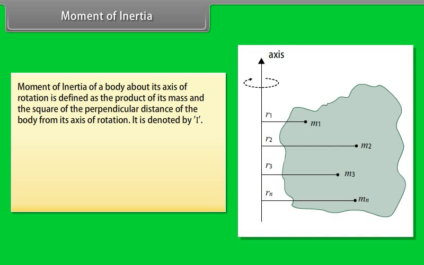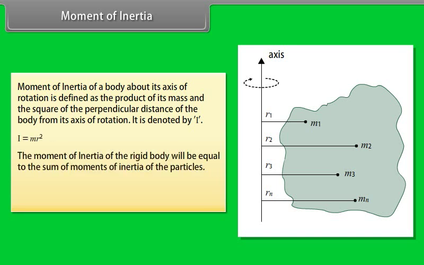Moment of inertia. Moment of inertia of a body about its axis of rotation is defined as the product of its mass and the square of the perpendicular distance of the body from its axis of rotation. It is denoted by I. I is equal to m r square. The moment of inertia of a rigid body will be equal to the sum of moments of inertia of the particles. Its expression is given by I is equal to summation from i is equal to 1 to n of the products of mi and ri square.